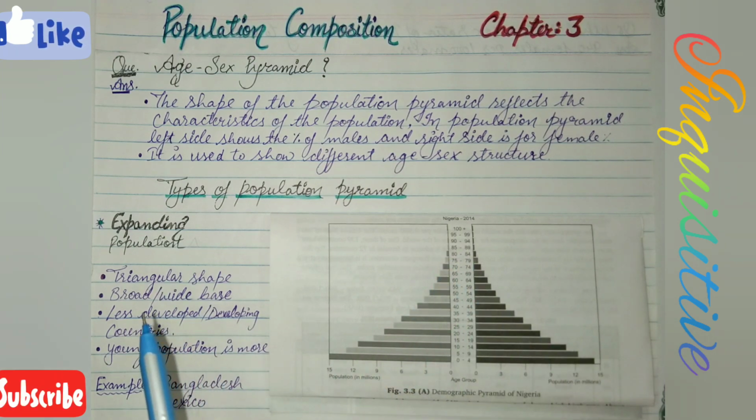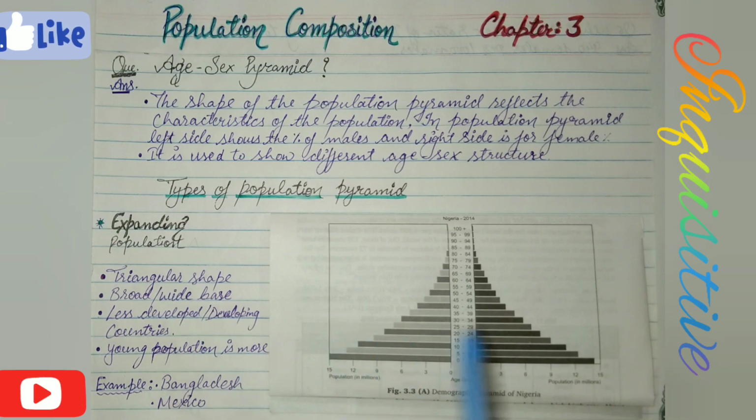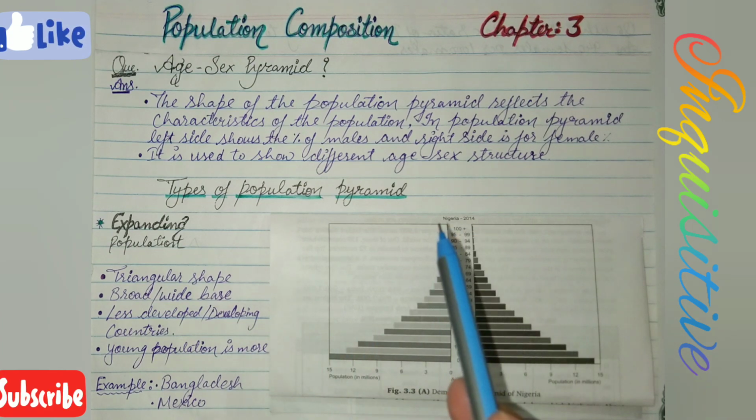Next point is broad or wide base. It has a broad, or we can say a wide base. And if we talk about the country having the expanding population characteristics, it is less developed, or we can say that developing countries also fall in this expanding population pyramid. One of the most important points in this expanding population is that the young population is more as compared to the old population. As you can see over here, maximum population is of young and very little population is of old people.